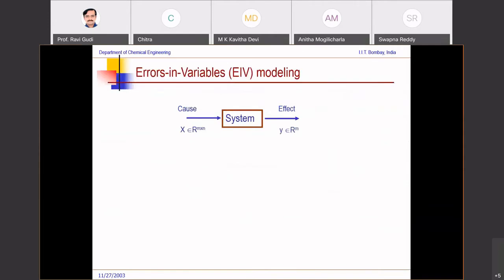And then we went into errors in variables modeling, where we said, okay, now what happens if X is also noisy? Okay, and that's what we will analyze.